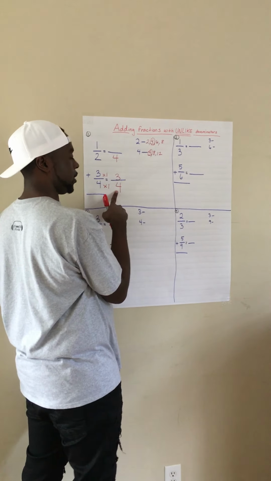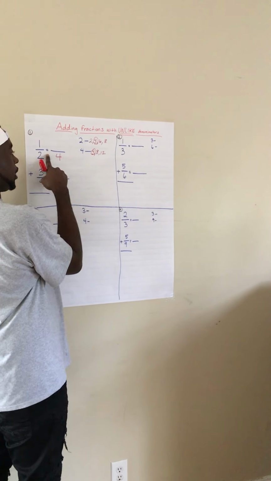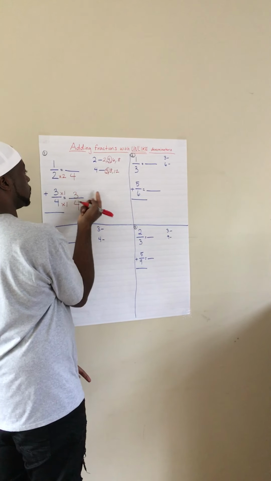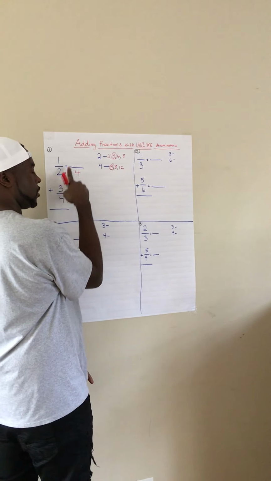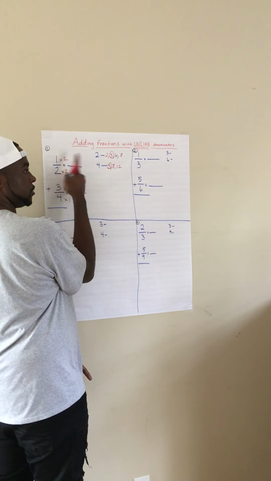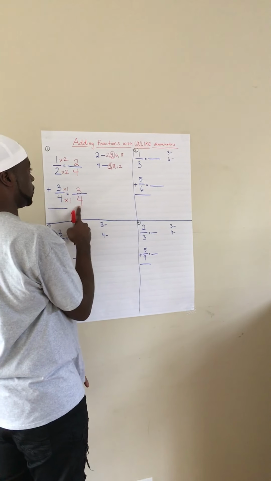So this is your fraction. Same thing we did at the bottom, we're going to do up here. So 2 times what gives you 4? 2. 2 times 2 equals 4. What we do to the bottom, we're going to do to the top. 1 times 2 equals 2. So we have 2/4 plus 3/4.